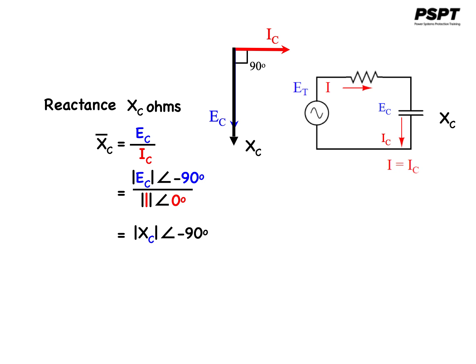Well, XC is just EC all over IC, which is XC at minus 90 degrees. The phasor is sometimes written with a J operator as a minus J in front of the XC.